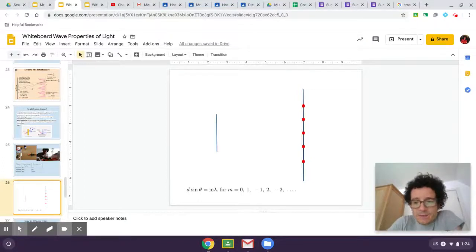Hi guys, some of you have some doubts about how to solve the first problem about diffraction in the homework. So I will explain it, okay?